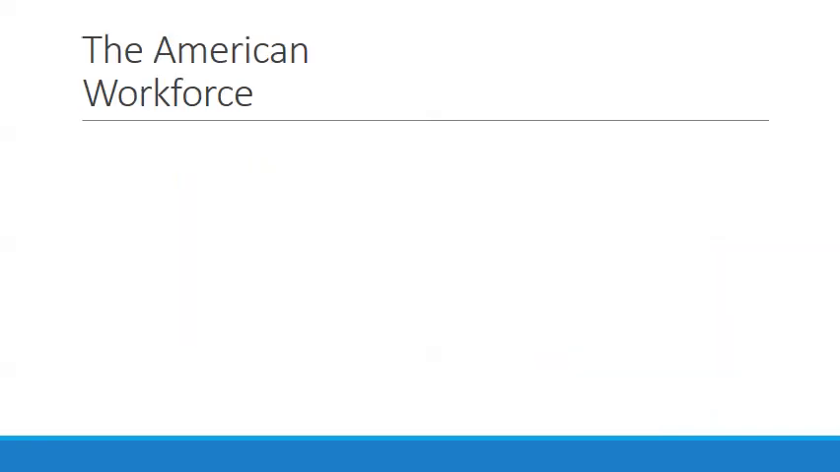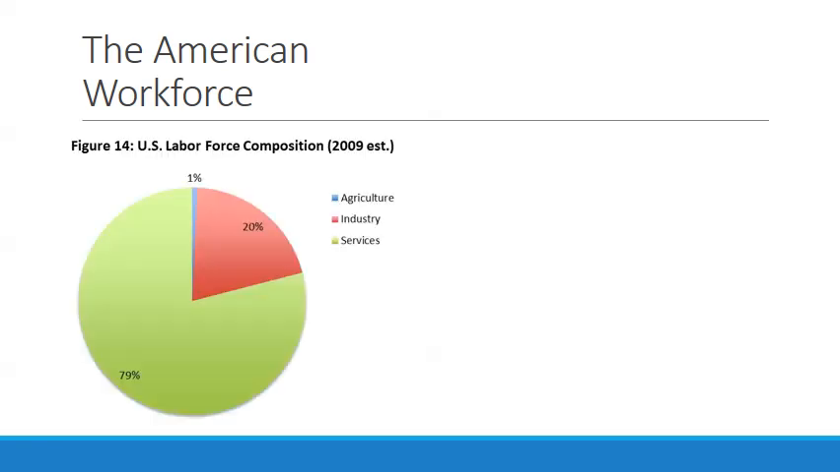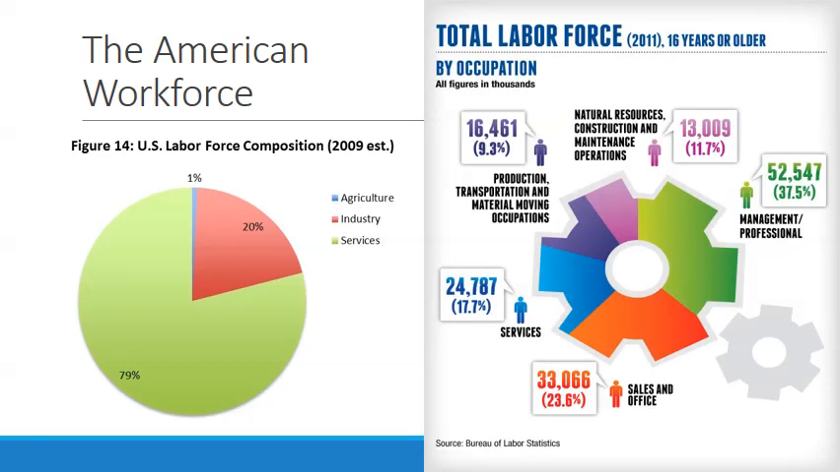So if we look at this American workforce, what we're looking at is very simple. Notice that 79% of the population is offering a service, 20% is industry, and 1% is agriculture from a 2009 estimate. So when we go back to that last slide and you think about white collar, blue collar, and service workers, pretty much everyone in America, we're talking almost 80% of the population, are service workers. When we look at it over here, we get a better idea. This is from 2011, 16 years or older by occupation. So you can look at it really simply.